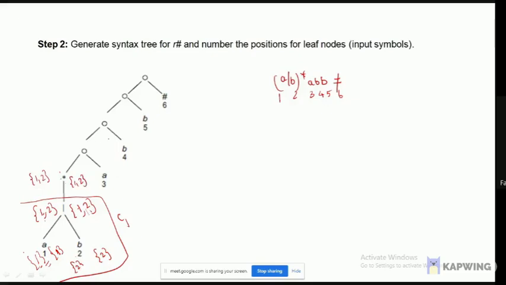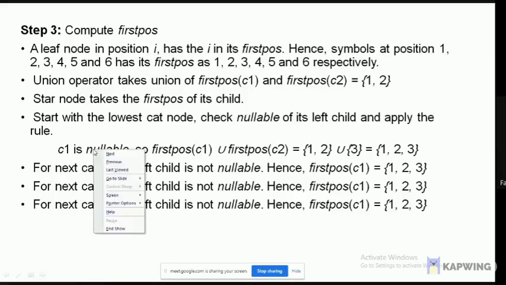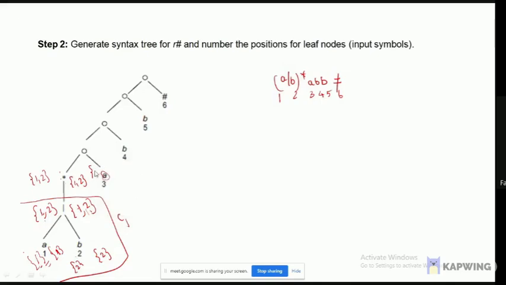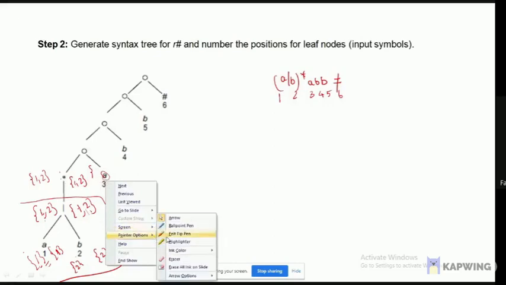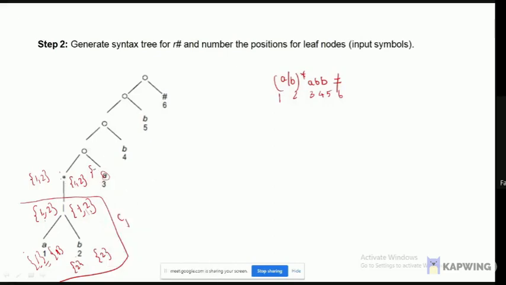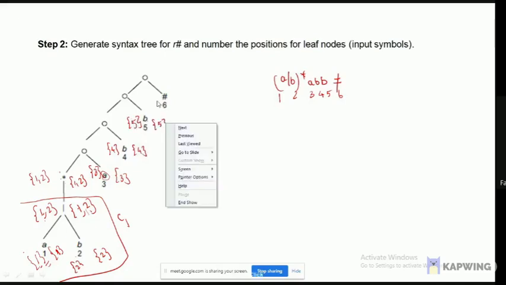Okay, right. For this 3, this symbol A, what is the first position? The same symbol. For all the leaf nodes, if you are having a single symbol, then you can give the same number as such for first position as well as for last position. So let me give this as 4, 4, and this is 5. Last position is also 5.